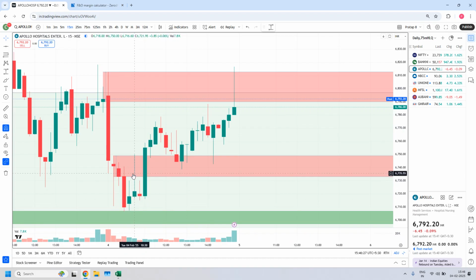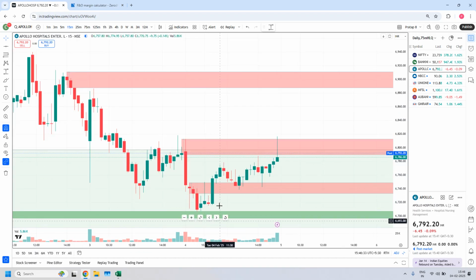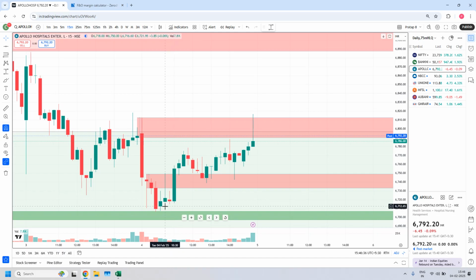So whatever the profit, you have to book the profit. See, after that again from this zone prices came sharply. Sometimes what will happen? This zone will be violated. Today it didn't happen. Now again institutions created a drop base rally, they pushed the prices up.